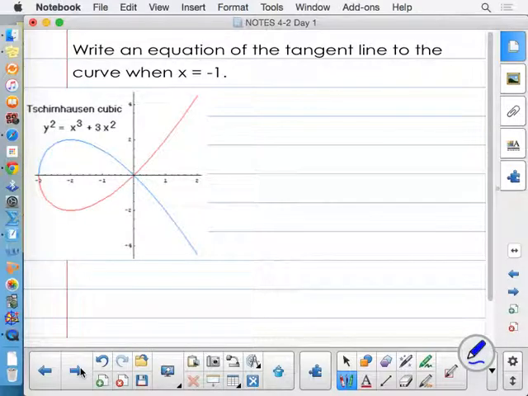One of the last things before you get a chance to try some is to write an equation of the tangent line to this particular curve, same curve as last time, when x is at -1. When you notice that x is at -1 on this curve, most of the time you won't have the graph. We have the benefit of seeing that. There are 2 places where the x value is -1.